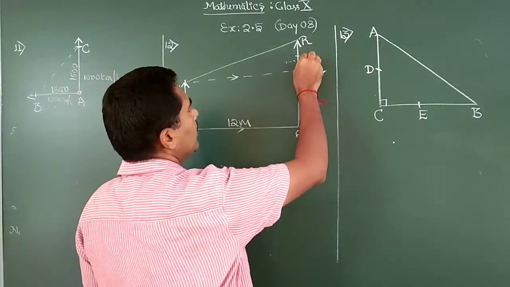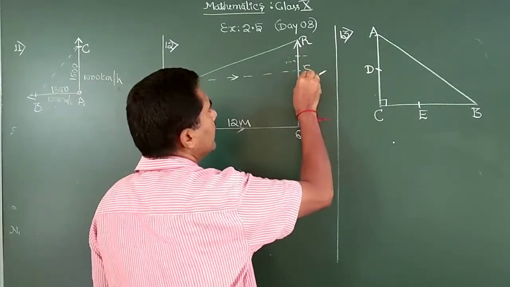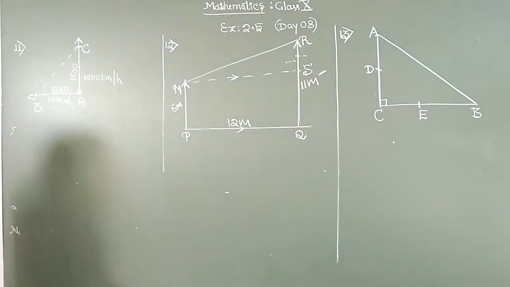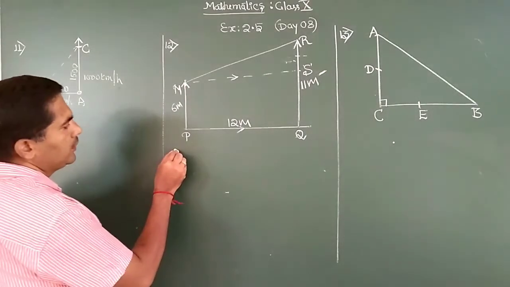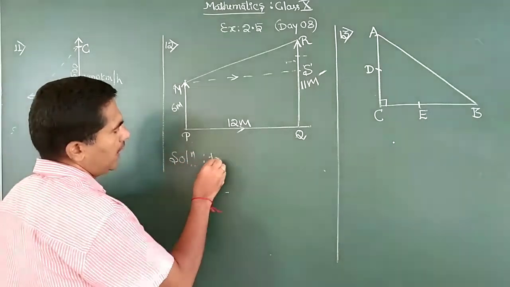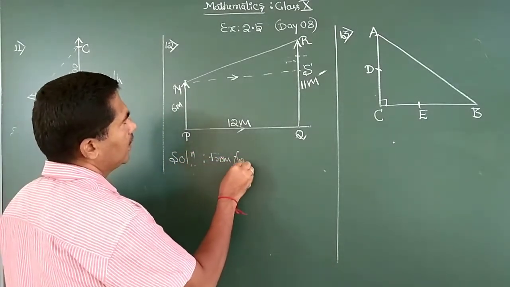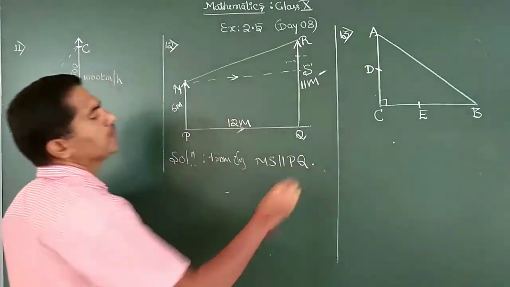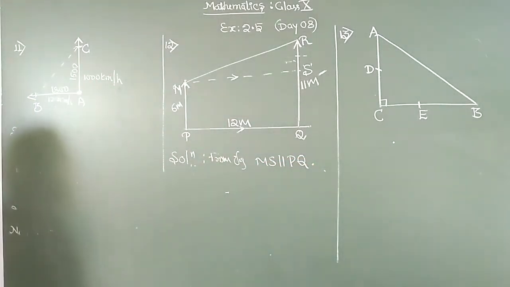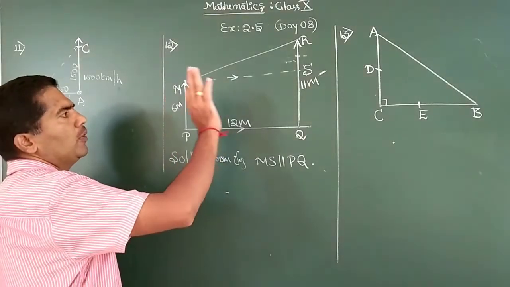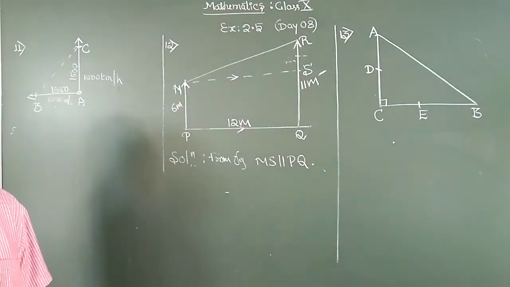So PM, PQ, yes, you will write. So in the figure you mention everything. After mentioning the figure, while writing the solution from the figure, MS parallel to PQ is mentioned here. Otherwise, we will have to write the complete story. So in the figure you have mentioned the small pole and bigger pole, then MS parallel to PQ.